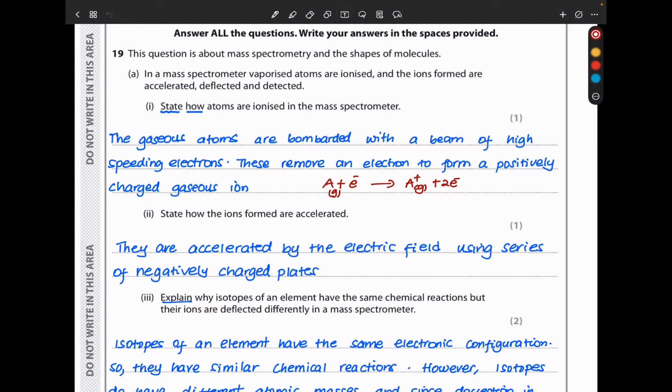Of course, these are going to be ionized by bombarding them with a beam of high-speed electrons. These speeding electrons will knock off electrons from the gaseous atoms in order to produce gaseous ions. So here we have a gaseous atom interacting with a high-speed electron. One electron is knocked out and a gaseous ion is going to be produced.